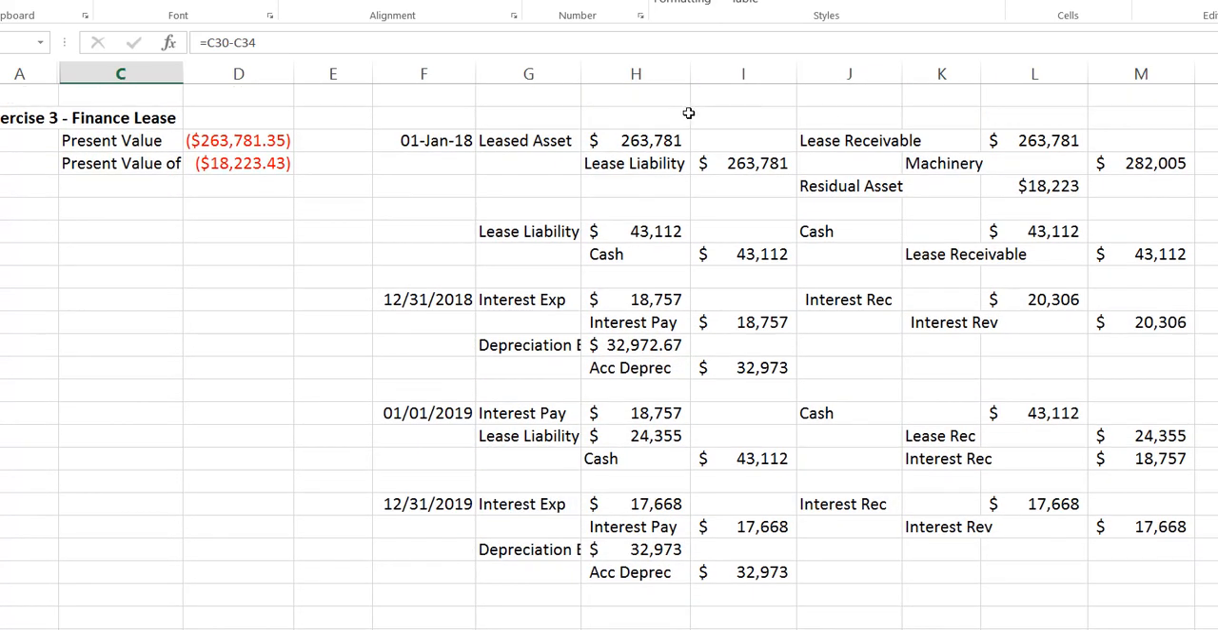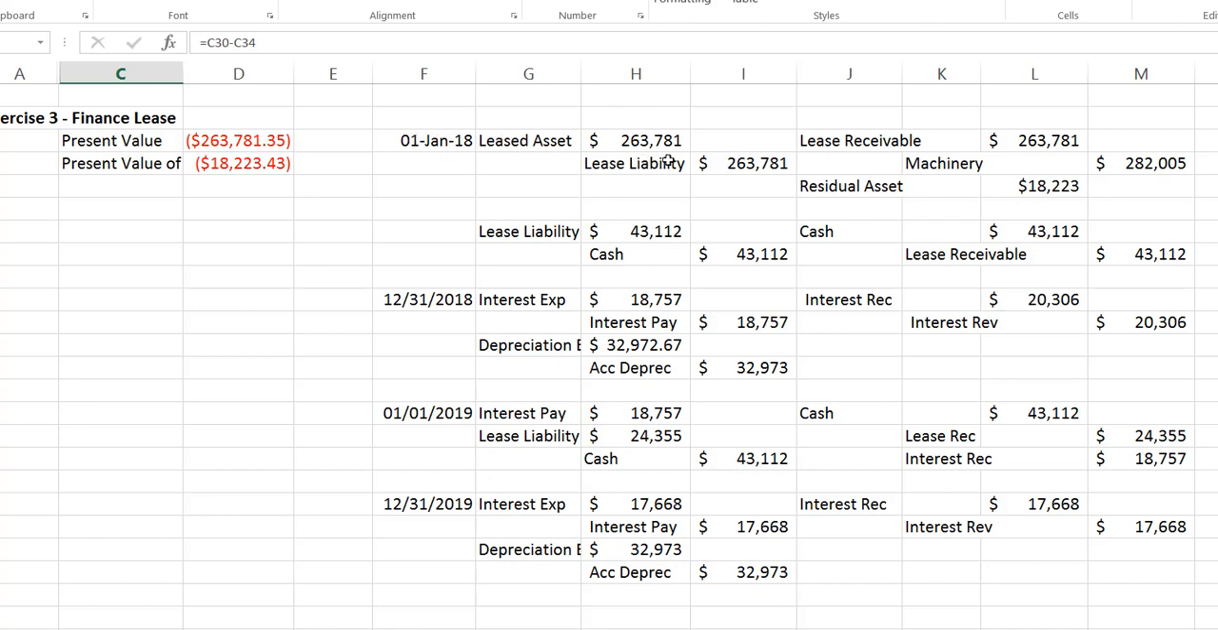All right. So exercise 3, another finance lease. And this situation is we have what's called an unguaranteed residual. So the lessor is planning on getting back an asset at the end, but the lessee is not promising to give that in cash. Okay, so they're just promising to turn it back and hoping that it's worth what they said it would be.